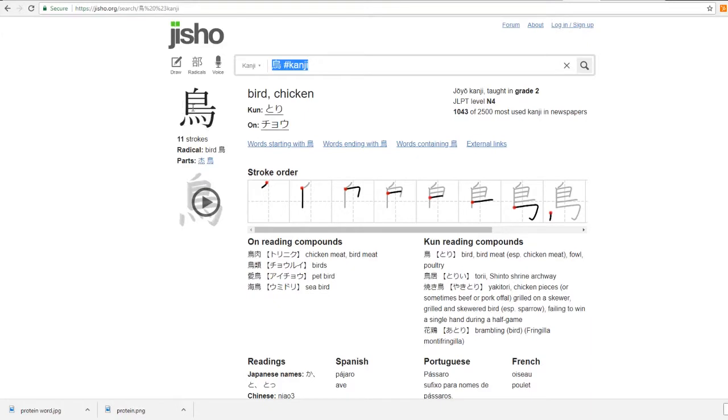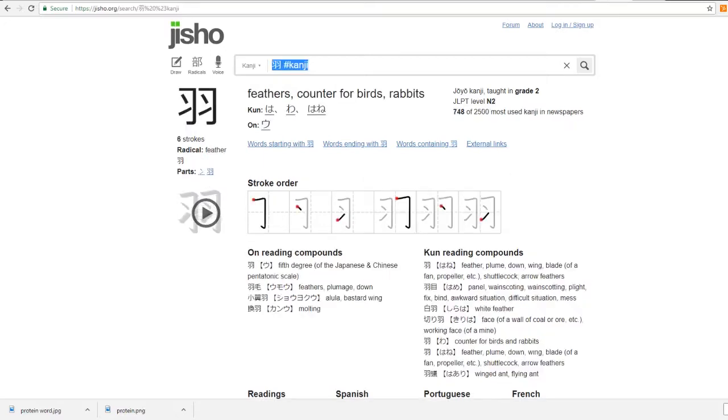So, next thing we're going to look at is bird or chicken. And this kind of looks like a chicken standing up and putting its little head forward. That's how I remember it. This one's another one you might just have to remember. Its kunyomi is going to be tori, and its onyomi is going to be, I believe this is cho.